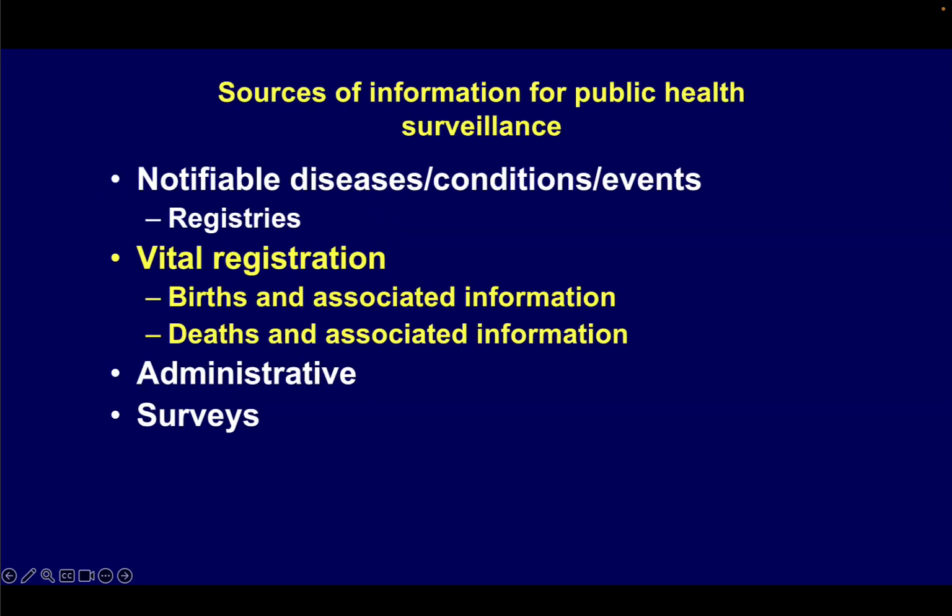So just to remind you where this fits in, vital registration, like notifiable diseases and events, is one of the major sources of information for public health surveillance. Next week, we'll cover surveys, and the week after that, we'll cover administrative data as sources of information for public health surveillance.